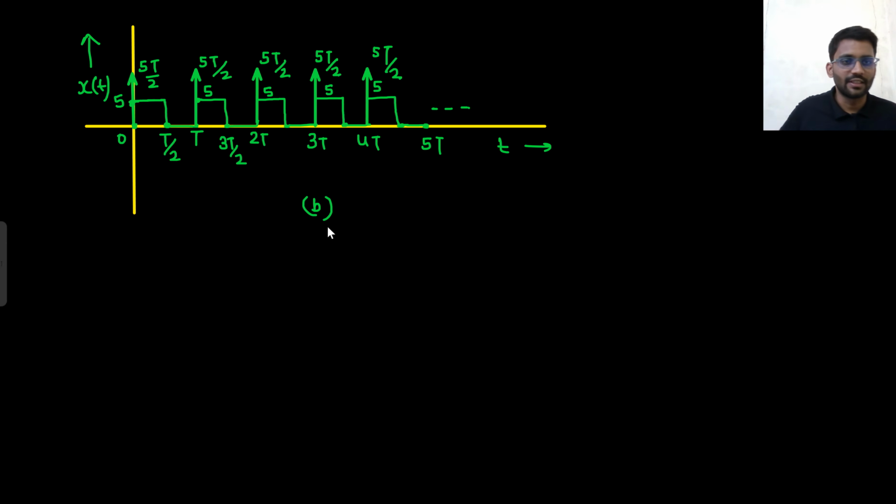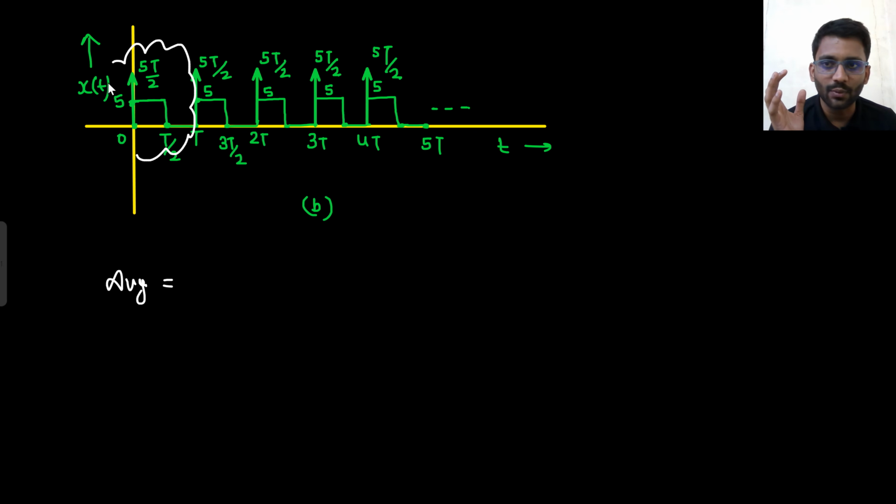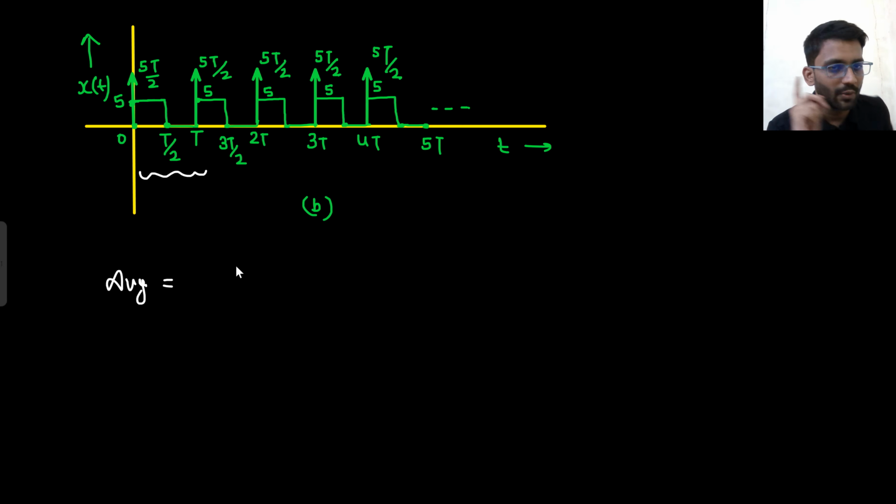So tell me the area of this signal now. Here there are two signals. Impulses are there and then there is a square waveform: 5 0 5 0 5 0 5 0. So again we have to find the average. First we will write the area in one time period. In this much of time period, I need to write the area.